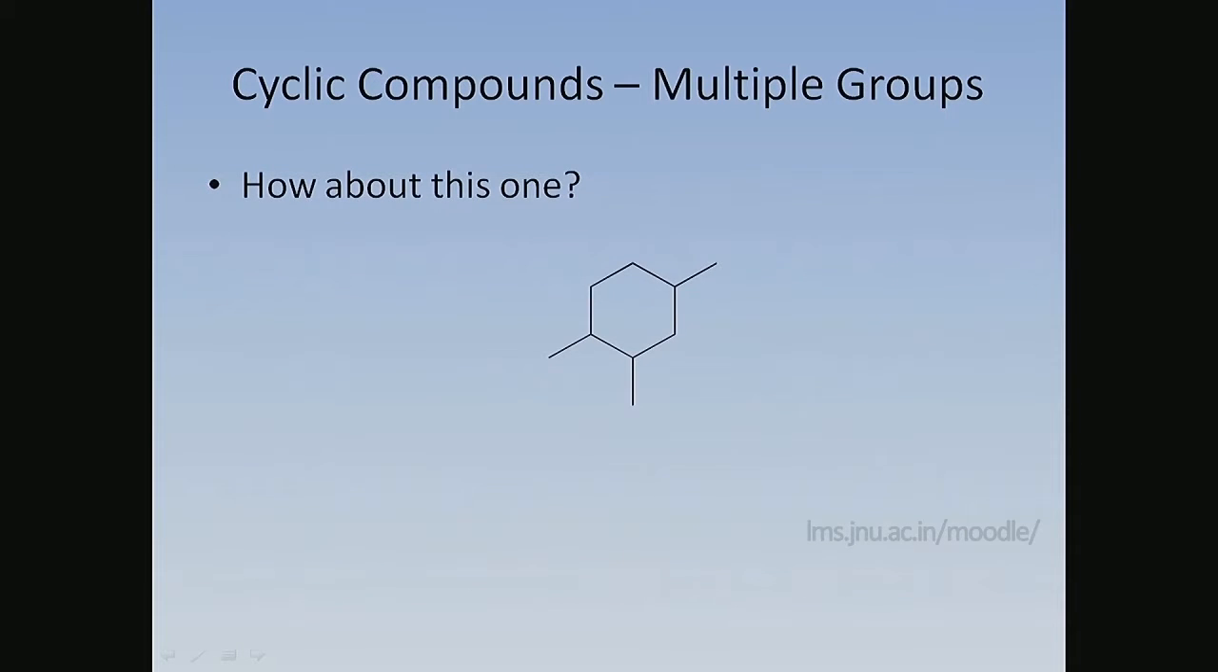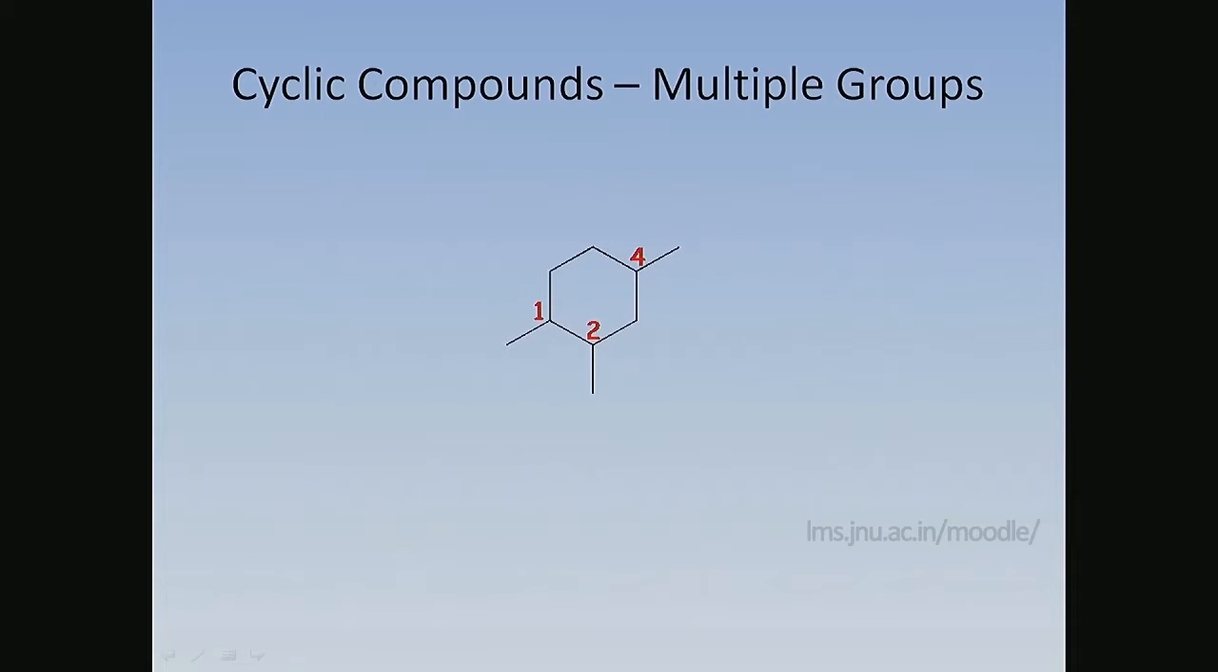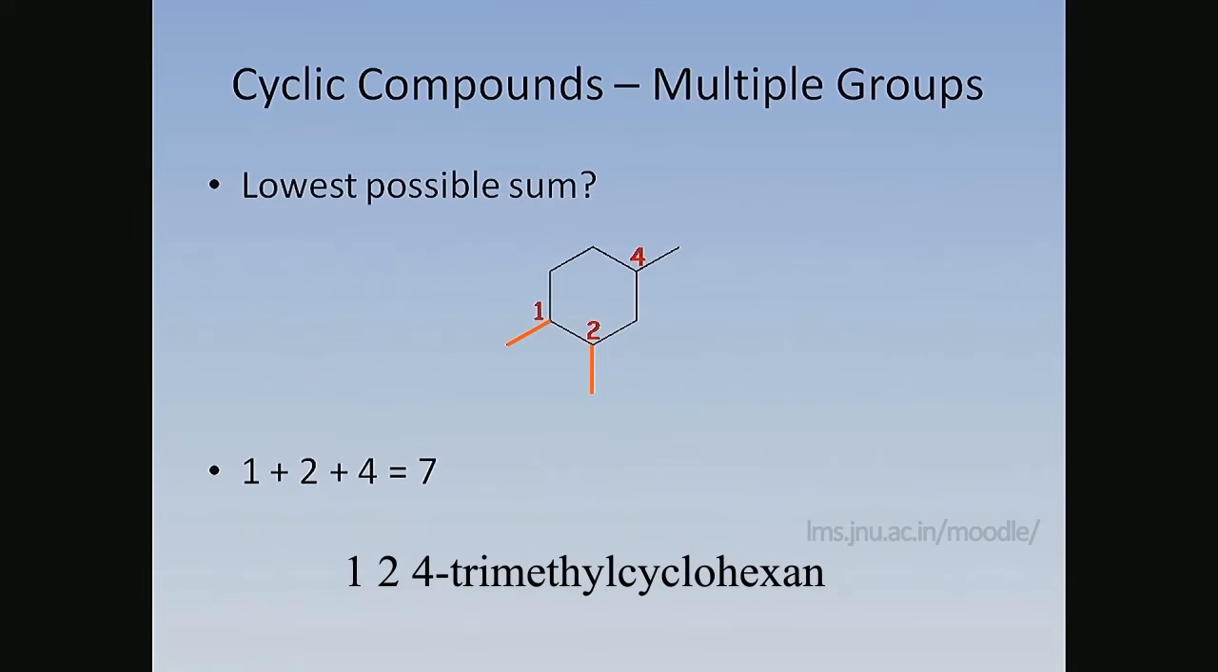And let us look at this compound. We have various possibilities here. We can number them 1, 2, 4. If we number this as 1, 2, 4, the total is 7. So the lowest possible sum is 1 plus 2 plus 4 equal to 7. And for this compound, we have to say 1, 2, 4-trimethyl cyclohexane.